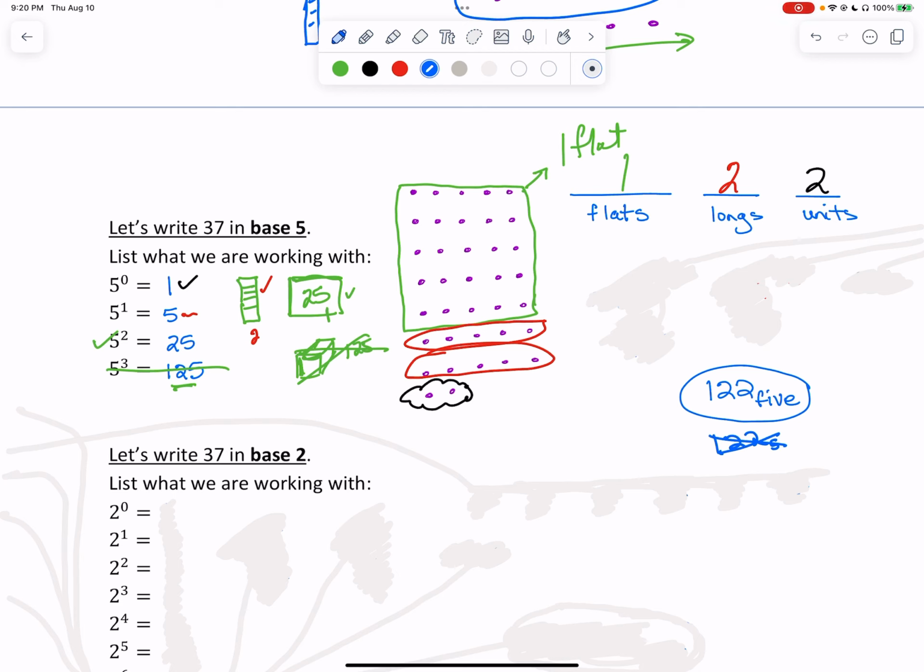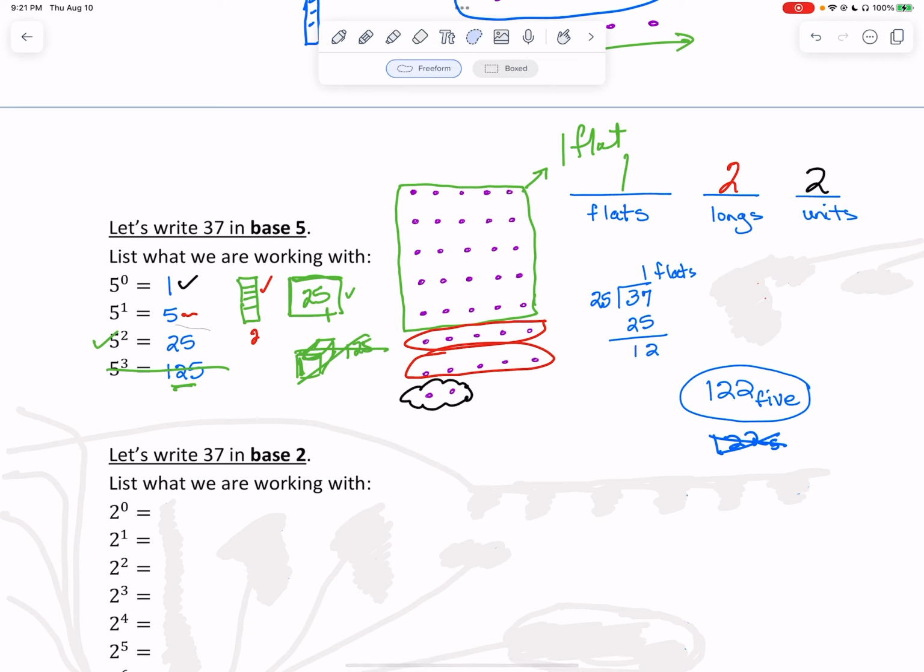So that's how you do it concretely. Now, abstractly, I'm going to go ahead and go to abstract. But you may have to come back and watch this part over again. Okay, so again, we started off with 37. We're going to take this 25 right here. So we knew this one wouldn't work.